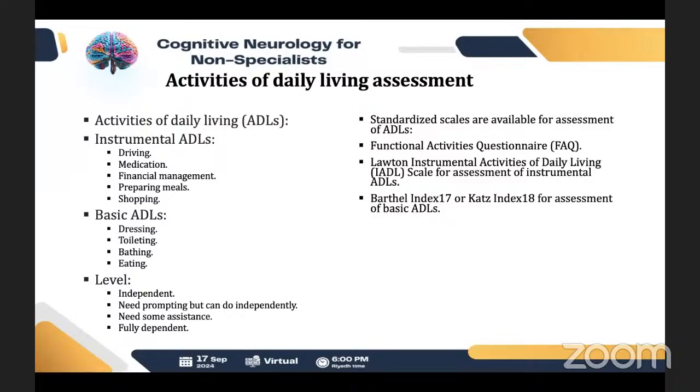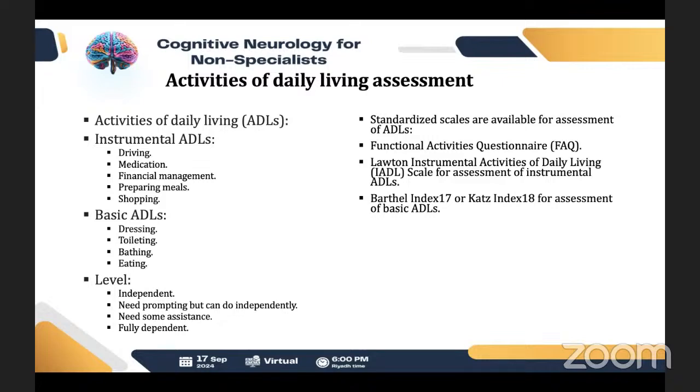So when we talk about activities of daily living, we talk about instrumental activities like driving, taking their medications, financial management, paying bills, using ATM cards, preparing meals, shopping, or basic ones like dressing, toileting, bathing, and eating. They can be independent, they may need some prompting, they may need some assistance, or they can be fully dependent in everything. Now, there are so many functional assessment tools.